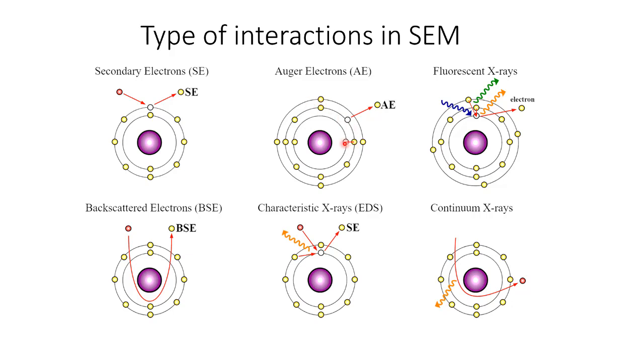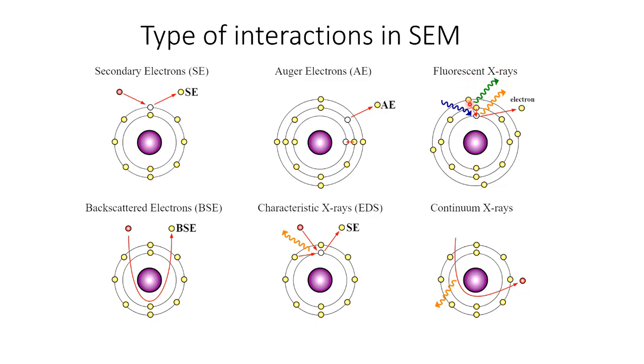When the core electron is knocked out, the outer shell electron will fill this gap, and another electron is knocked out. This is called an Auger electron. Then we have a fluorescent X-ray.